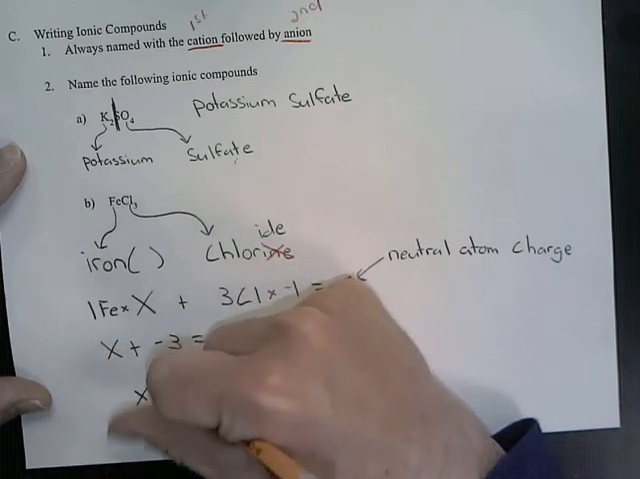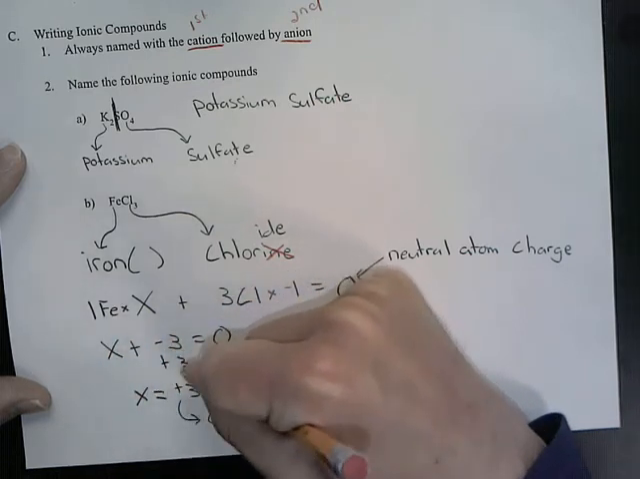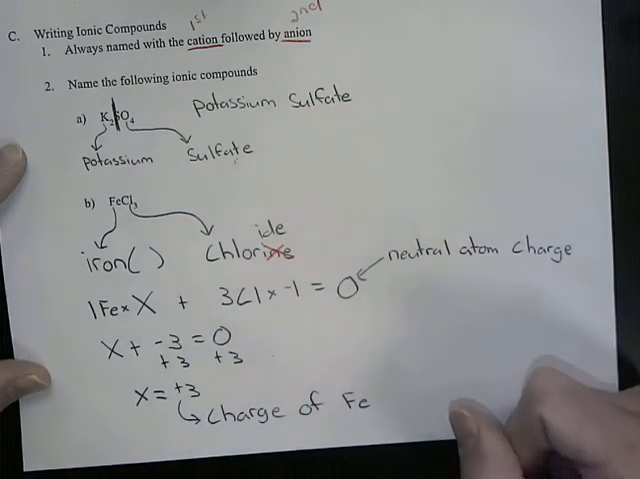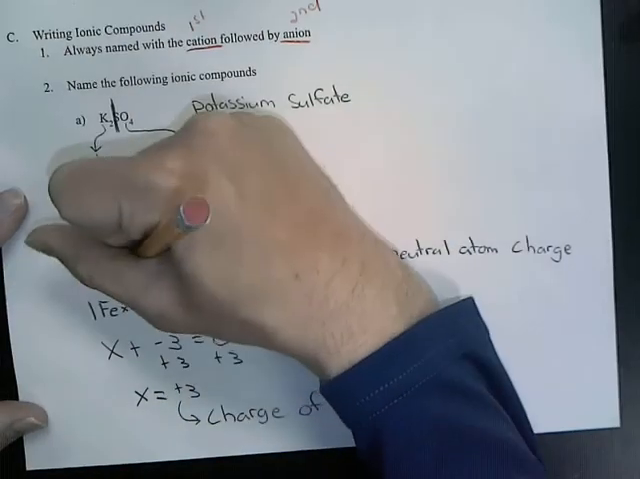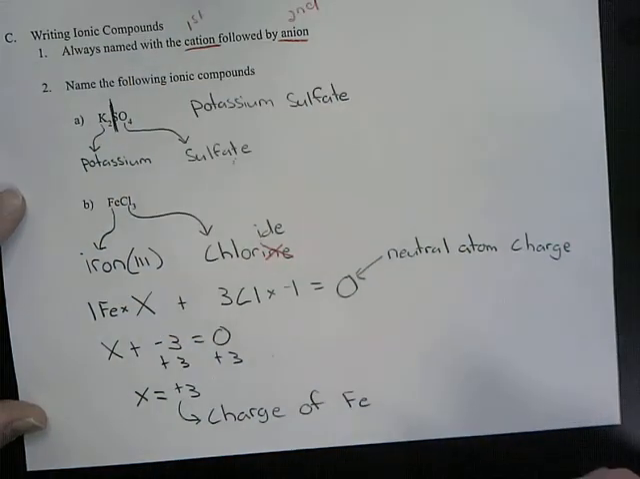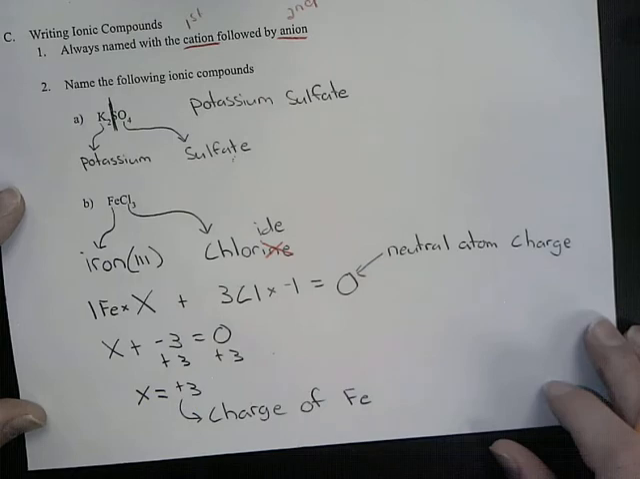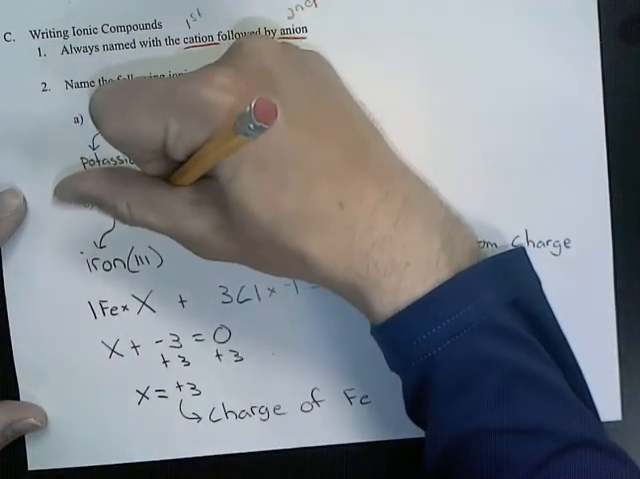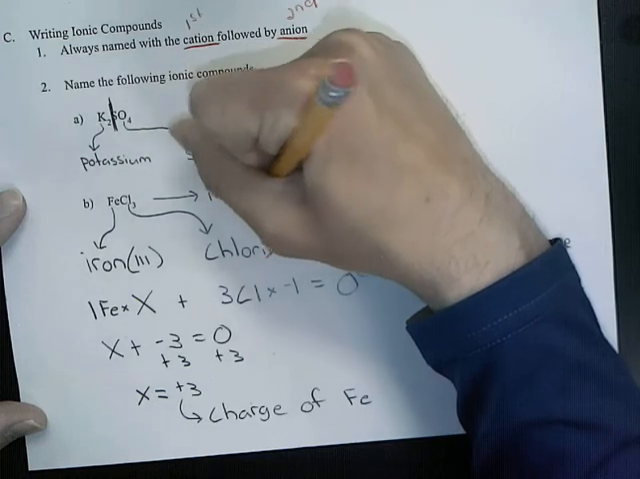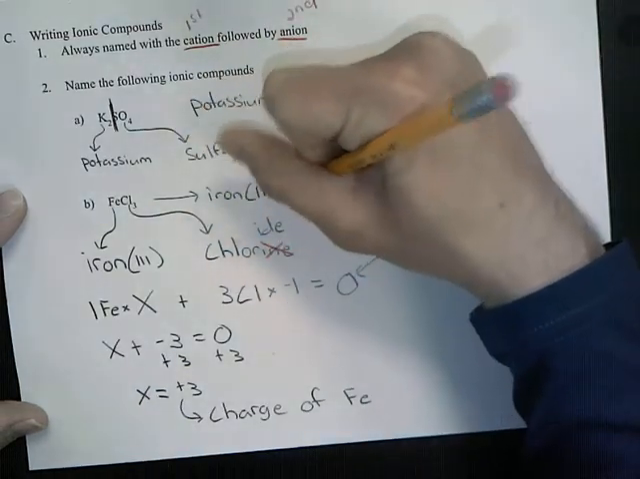Again, charge of Fe. Now we write that charge in a set of parentheses. So we say 1, 2, 3. We always write them in Roman numerals. So the name of this particular compound, FeCl3, would be iron(III) chloride.